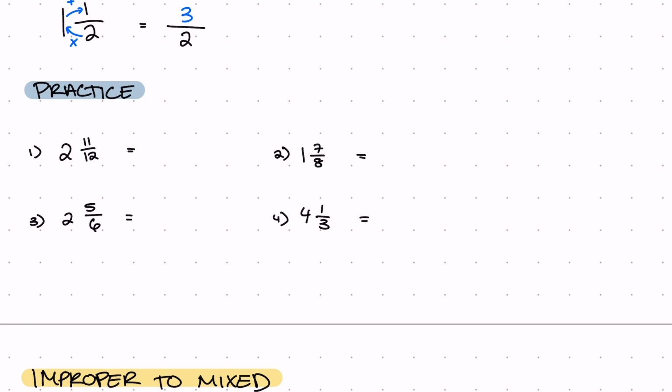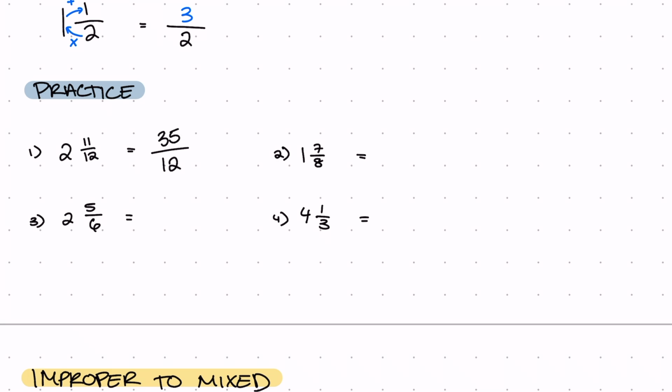So for our first practice problem, we have 2 and 11 over 12. To convert that into an improper fraction, we keep the denominator the same, and then we're going to do 12 times 2 plus 11. So 12 times 2 is 24, plus 11 is going to be 35.